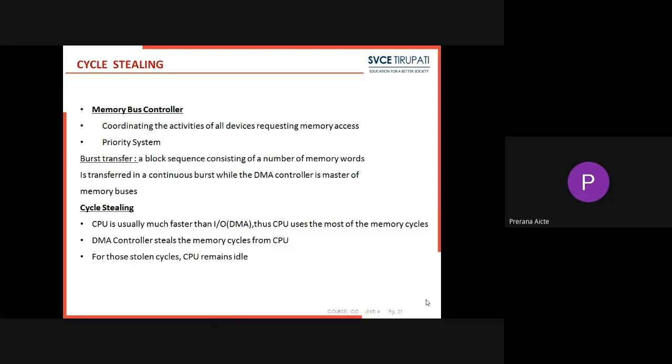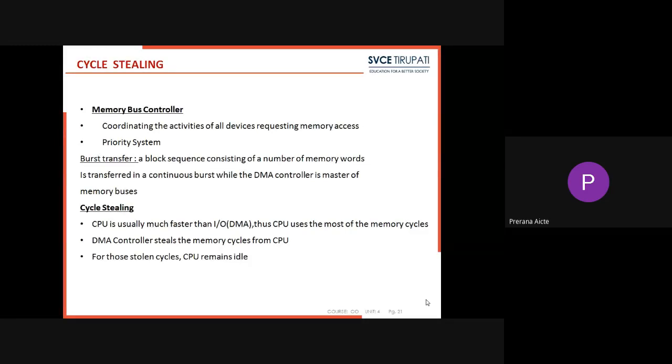So this is cycle stealing. The cycle stealing coordinates the activities of all devices requesting memory access, with a priority system. So what is burst transfer? Burst transfer means a block sequence consisting of a number of memory words is transferred in a continuous burst, while the DMA controller is master of the memory buses. So what is cycle stealing?